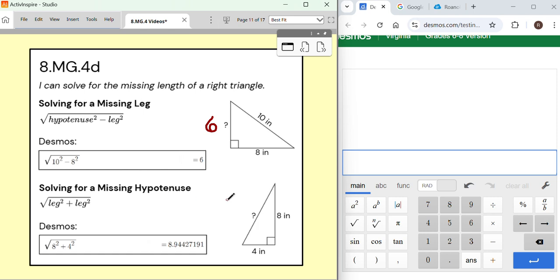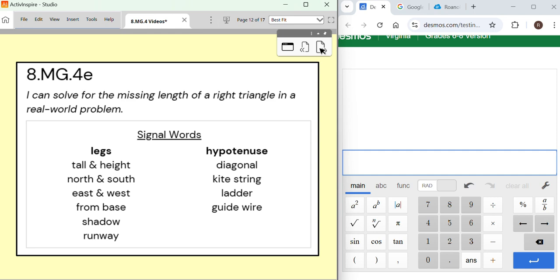Now here we're solving for a missing hypotenuse. Leg squared plus leg squared, which is 8 squared plus 4 squared, and that gives us 8.9. So I'm going to round that to 9. Is the hypotenuse the longest length? Yes, it is. So we know we've done that correctly.